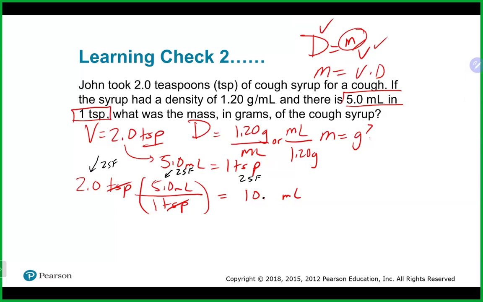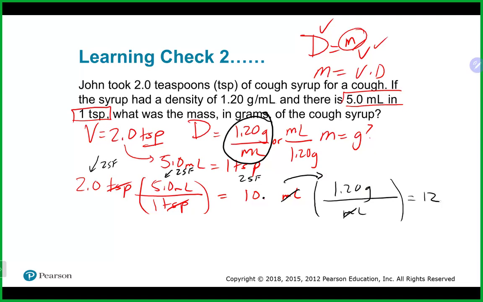Now that I have it in milliliters, I could just take a dimensional analysis approach and get rid of milliliters, which means opposite's going to do that for me, which is that density conversion basically right there, 1.2 grams per milliliter. Those are going to cancel. We're going to multiply in this case, and that's going to get us a 12, I believe, grams in this particular case. Any questions on that one?